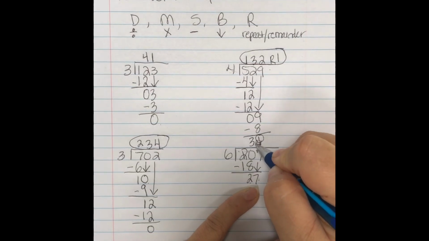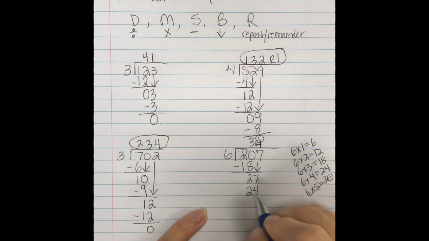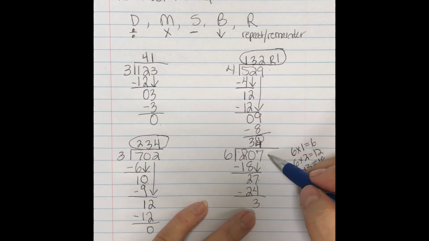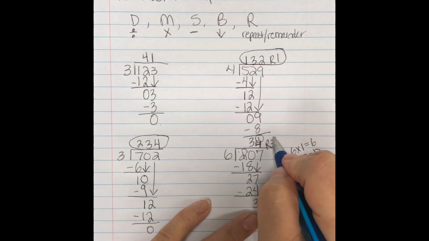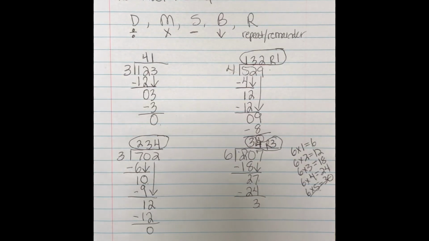I put the 4, sorry, that's kind of close, up there. 4 times 6 is 24. I subtract. I'm going to get 3. There's no more numbers to bring down, and I have 3 left over, which means that my answer is remainder 3. Sorry about that. It's kind of squished. And there you go. All right, so that's all there is to it.